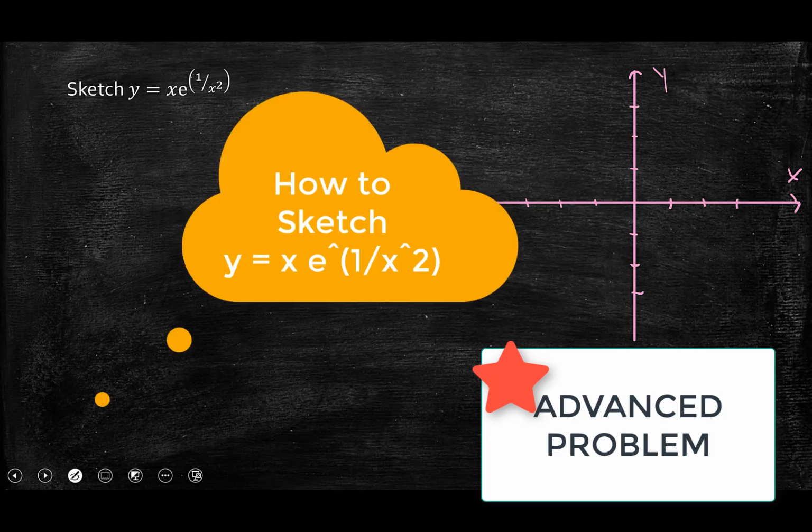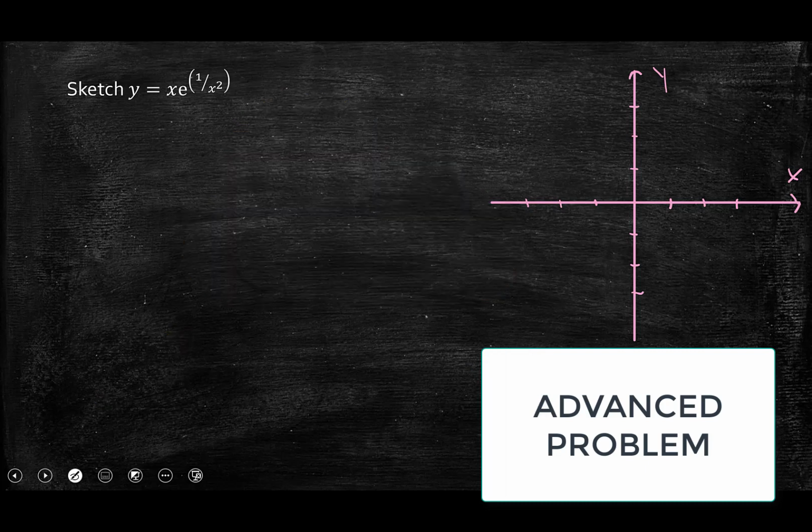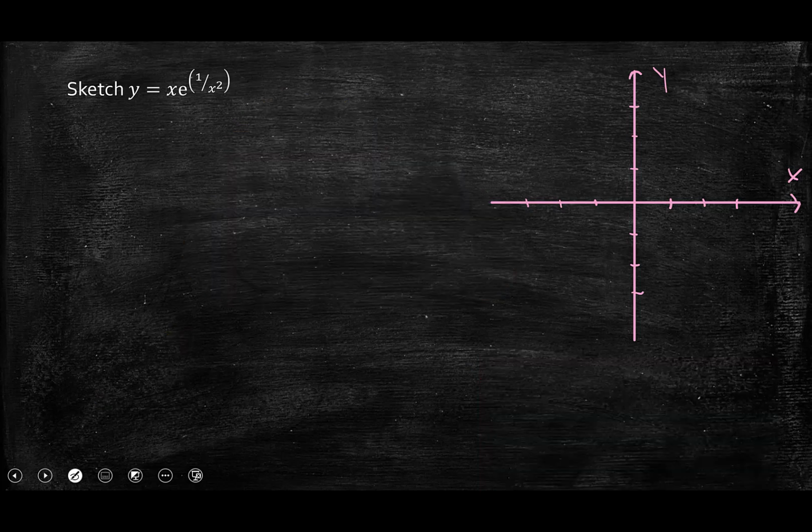We have a very interesting equation here, y equals x times e to the power of 1 over x squared, and we're asked to sketch this graph. As you know, when we're sketching, first we're going to find the x and y-intercepts, any asymptotes, the domain and the range, and then we're going to take the first and the second derivative, put them equal to 0 to find the maximum and minimum points as well as concavity changes through this graph.